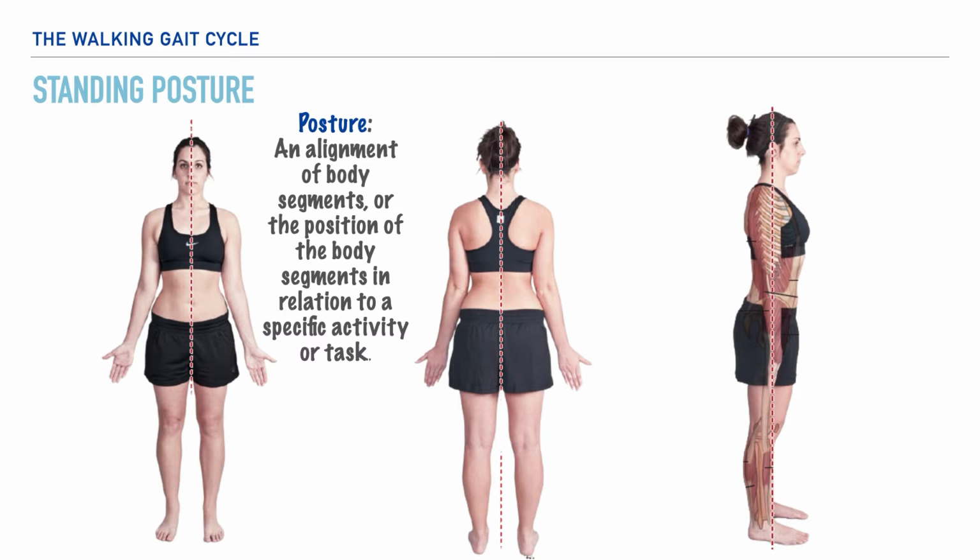Now, the way that we begin this process is by observing an individual standing in anatomical position. And it's in this position that we place what is clinically referred to as a plumb line down the center of the body, dividing it into right and left halves. It's here, with the use of a plumb line, that we are able to look at various segments of the body and determine whether or not they are symmetrical or asymmetrical.